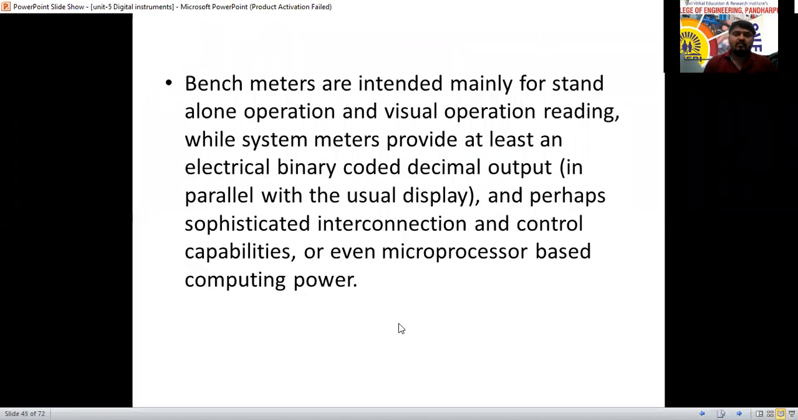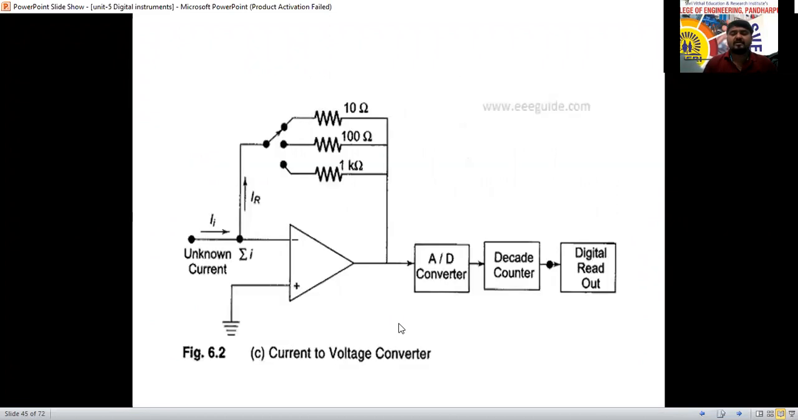I will draw one more block, a simplified block for the current measurement. See here, this is the current measurement we can consider. Here we have used one op-amp, in which the resistance is very high. This resistance is a very high resistance we are going to use. If the resistance is high, what is the current flowing through that device? It will be almost zero, no? Yes or no?